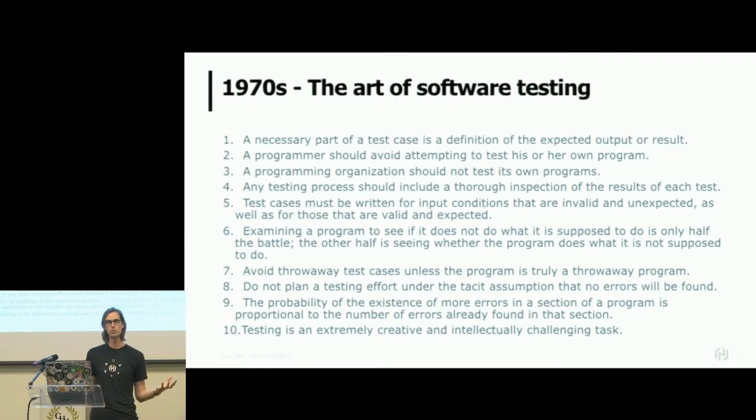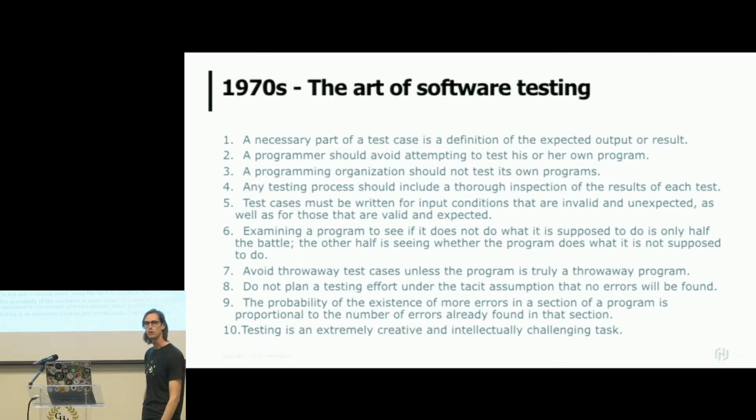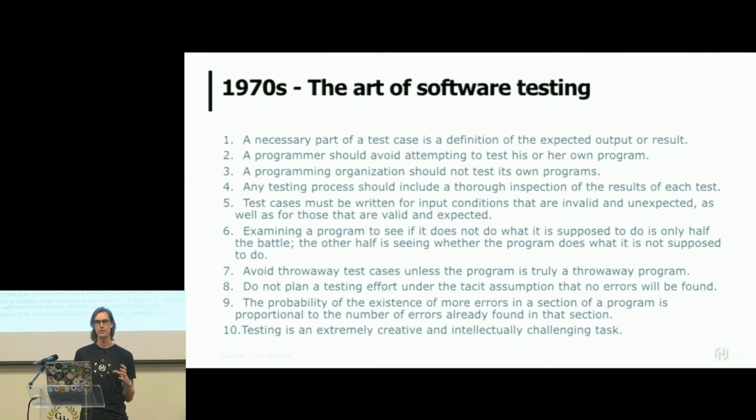So there was a book released, a book which is actually still in print today, The Art of Software Testing by Corey Sander, Myers, and Badgett. And they proposed these 10 points. So things like, do not plan testing effort under the tactic assumption that no errors will be found. I don't know about you, my software doesn't contain errors. And the probability of the existence of errors increases when errors are found.